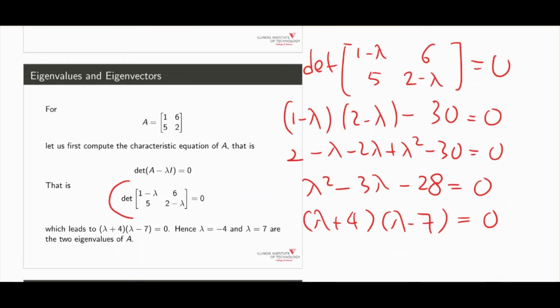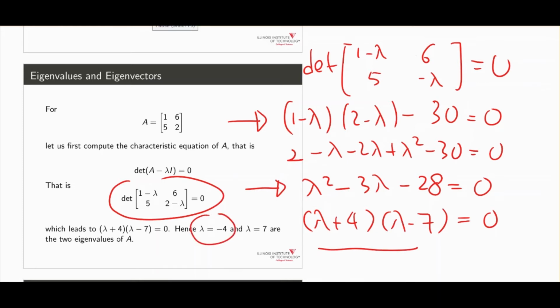Computing this determinant means you take these entries, multiply them, and then subtract 6 times 5, which is 30. So you get something that looks like that. Expand everything out, regroup, and it turns out you have a quadratic equation, lambda squared minus 3 lambda minus 28. Obviously, you can factor it like that. And now you see that lambda equals negative 4 is one of the eigenvalues, and lambda equals 7 is another eigenvalue.